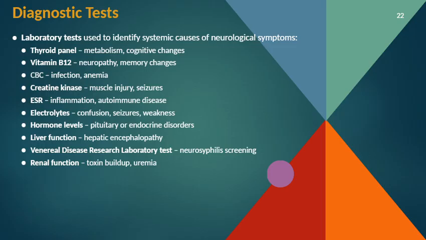Liver function tests are also important because the liver removes toxins from the body. If the liver is impaired, ammonia levels rise, leading to hepatic encephalopathy, which causes confusion, irritability, and even coma.